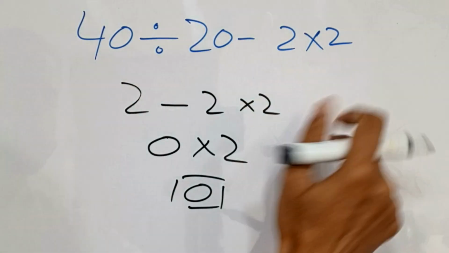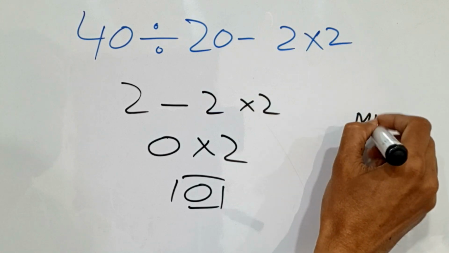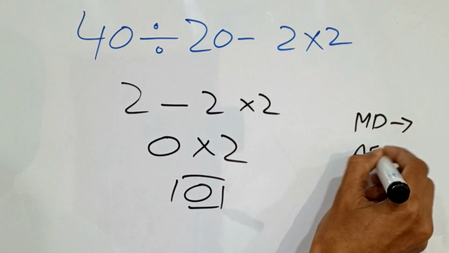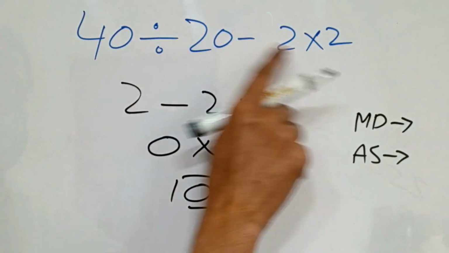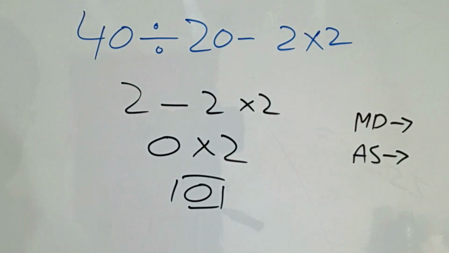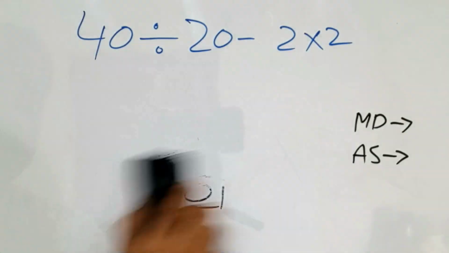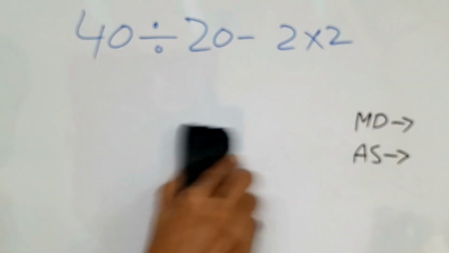First of all, multiplication and division from left to right. Then addition and subtraction after multiplication and division. Now let's solve it correctly. Follow the order of operations, we use MDAS.